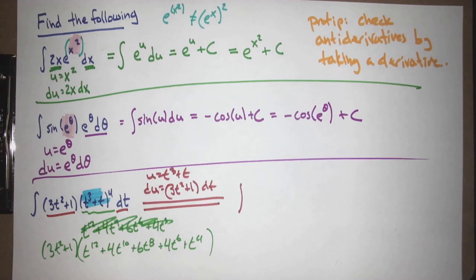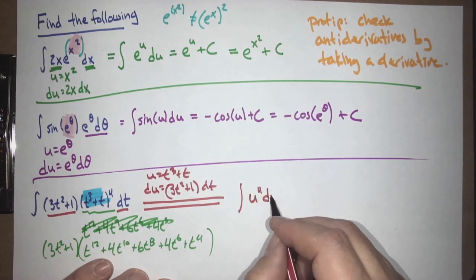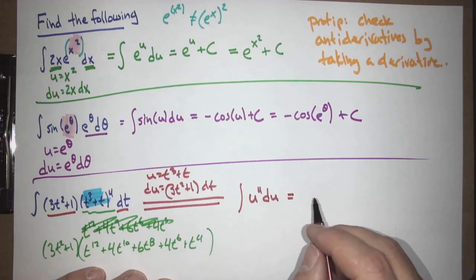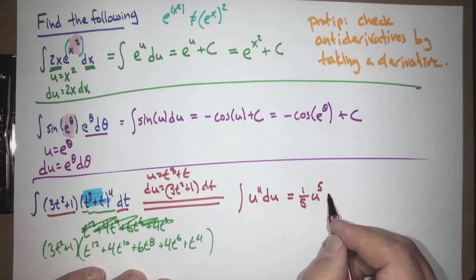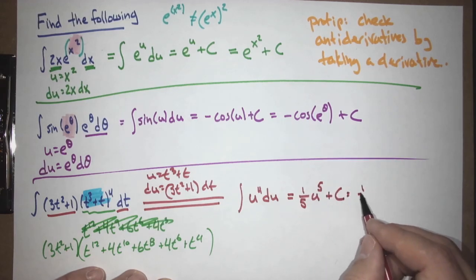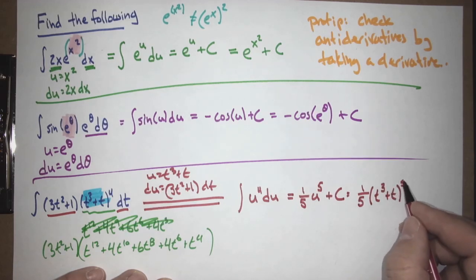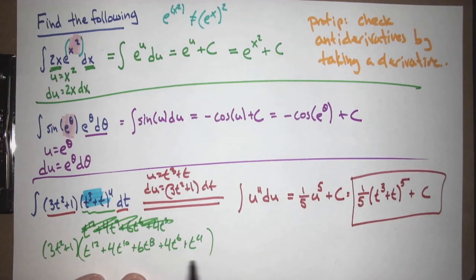Okay, so what is our new integral here? U to the 4th du. Do we know how to integrate u to the 4th du? What is it? 1/5 u to the 5th plus c, and then put back what u is. So 1/5 t cubed plus t to the 5th plus c. And that seems a lot easier than what this was turning out to be. So look for ways. We have ways. Yes? All right.